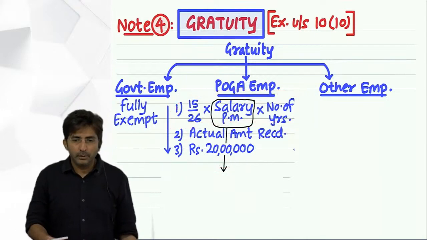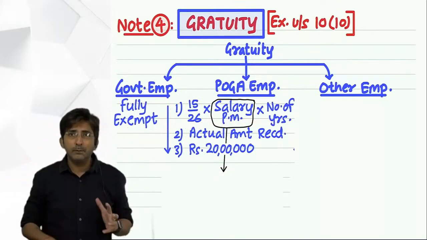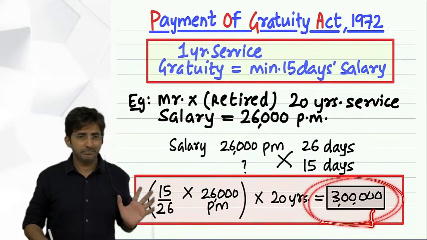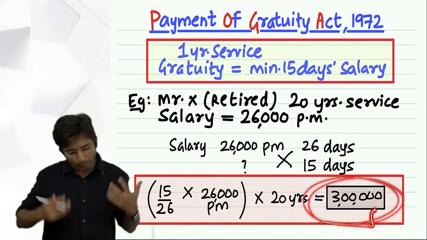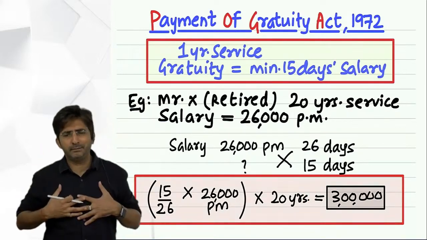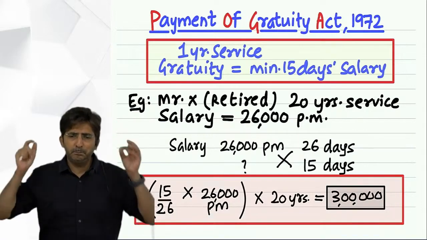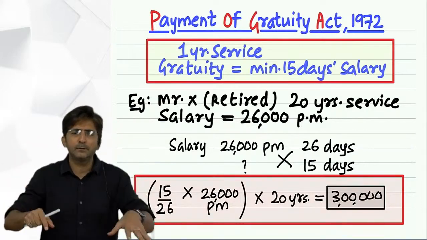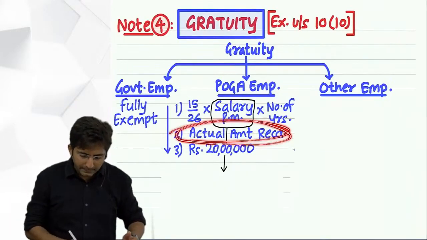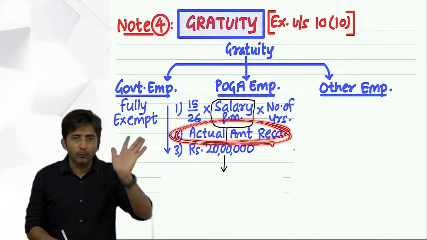Conclusion is, you know, the government has got two minds. First, they want to exempt whatever is your right as per POGA. But the second mind says not more than 20 lakhs. And whenever they have a double mind, we put two limits in the formula and take whichever is less. See, why have we written actual amount? Because if the actual amount comes within the limits, it will become fully exempt.